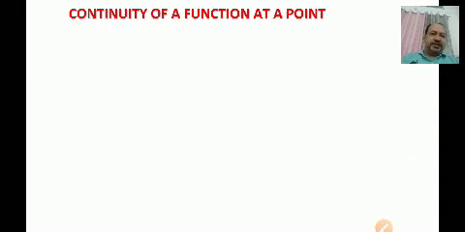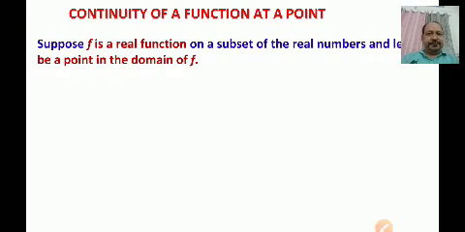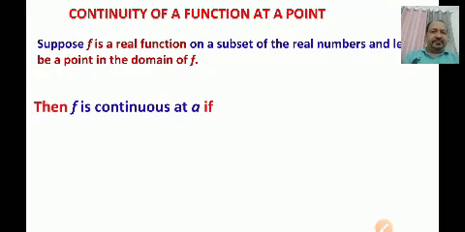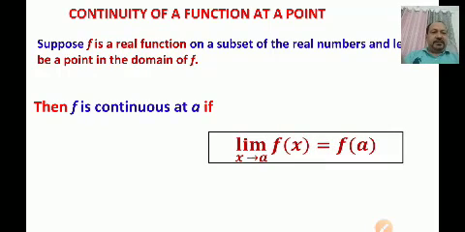Continuity of a function at a point. Suppose f is a real function on a subset of real numbers, and let a be a point in the domain of f. Then f is continuous at a if the limit as x goes to a of f of x equals f of a.